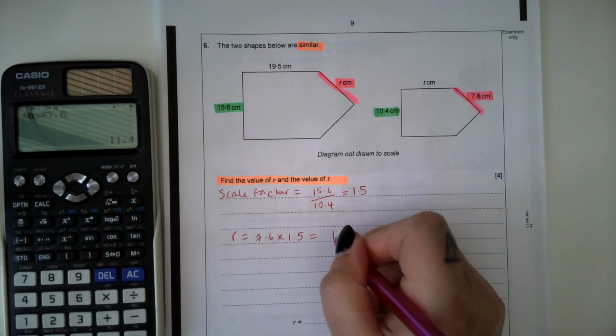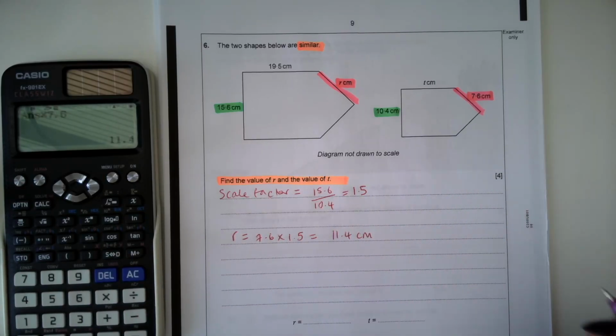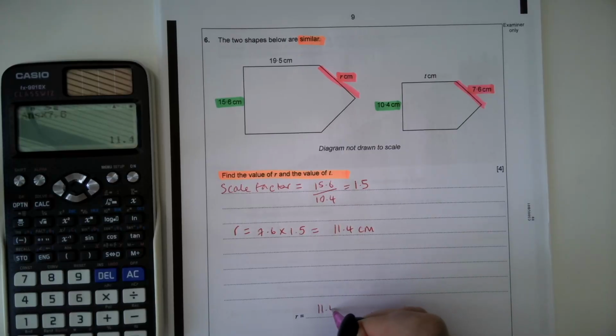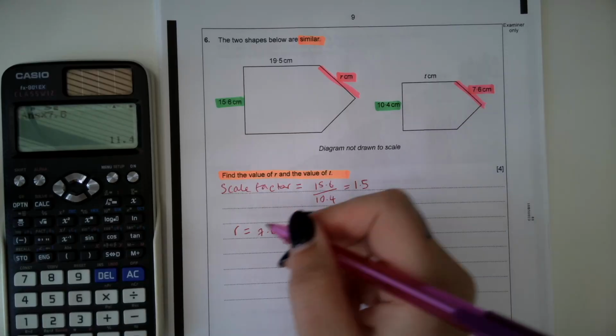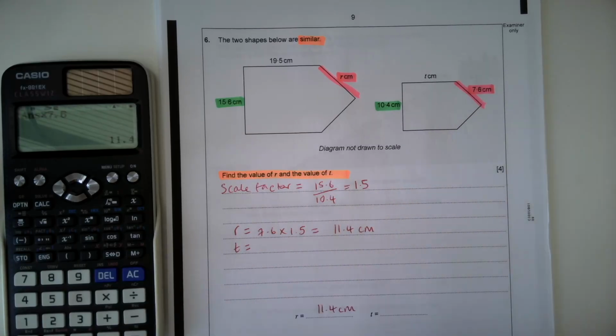So R is 11.4 centimetres. So I'm just going to put 11.4 centimetres on the line at the bottom there. Now we're going to find T.